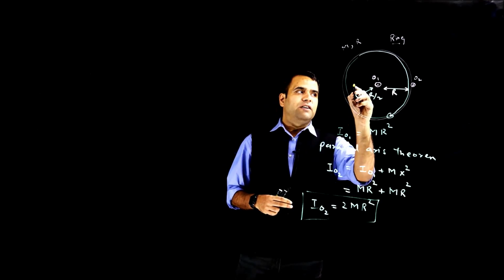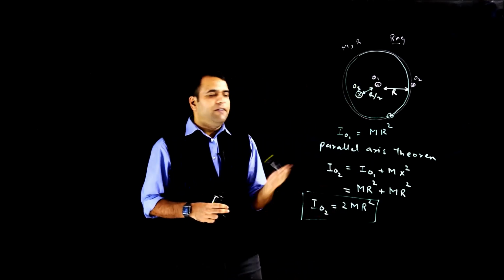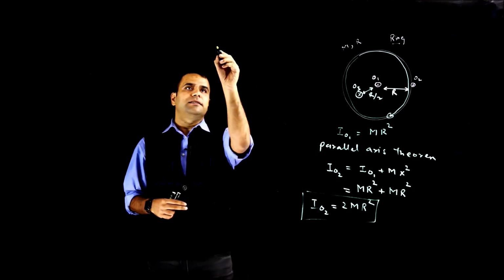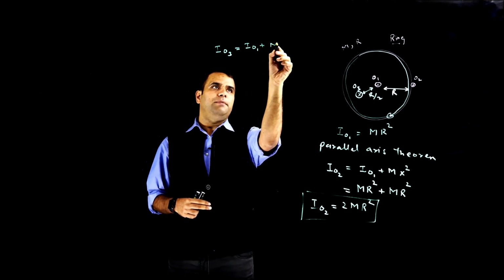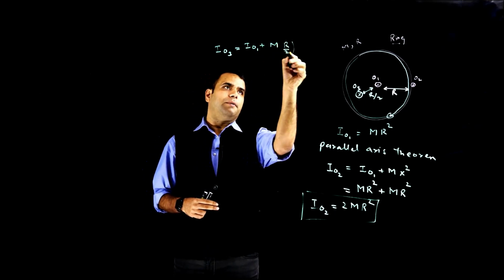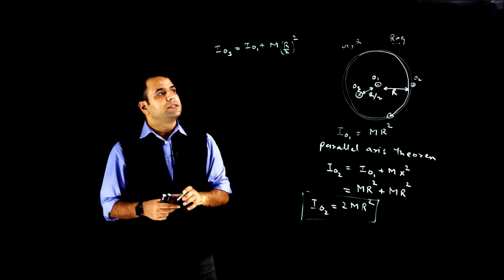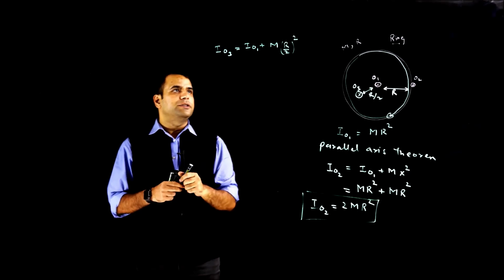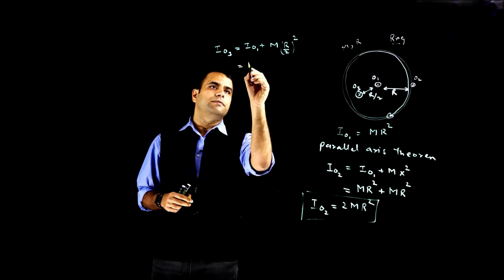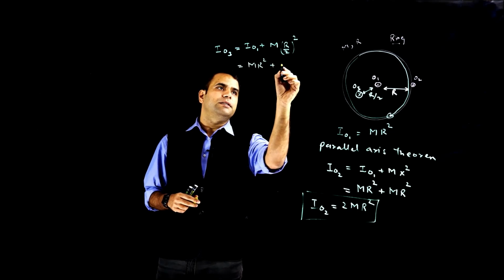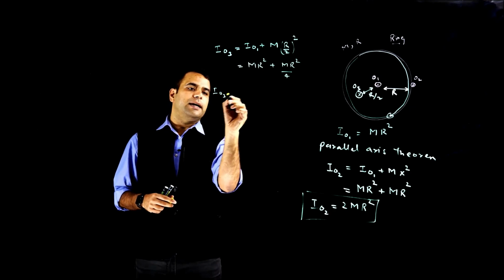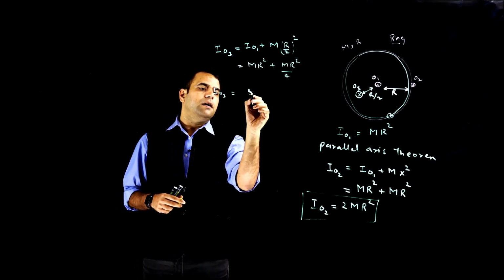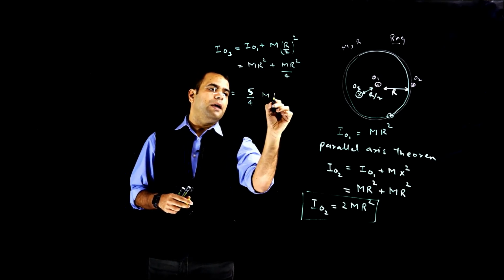If I want to calculate the moment of inertia here, in place of x, I have to write r by 2. And in that case, I03 is equal to I01 plus m times, in place of x, we'll be writing r by 2 whole square. So if we put the values, it will be m r square plus m r square by 4, and that is going to make this I03 as 5 by 4 m r square.